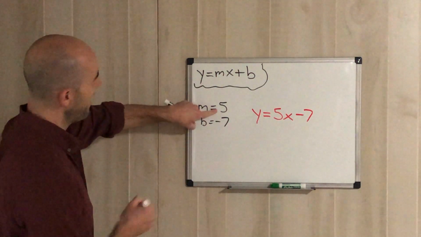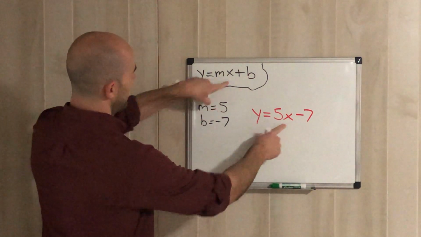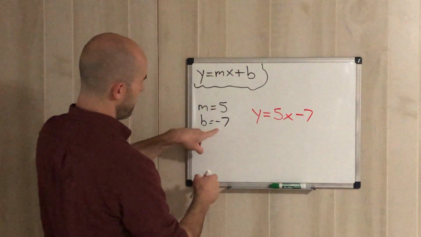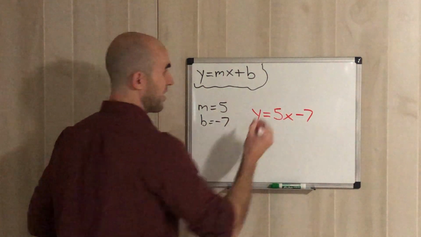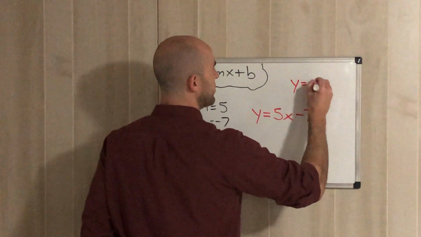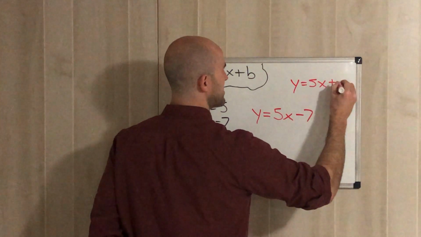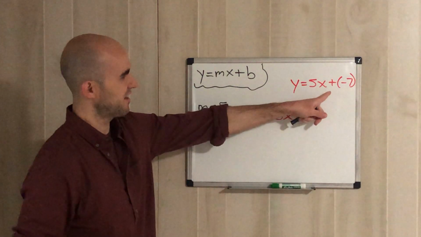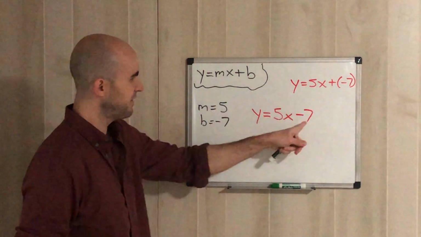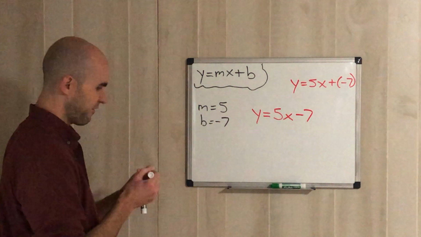We know that m is 5, so we wrote 5x. And then we have b. b in this case is -7, so we put -7. Some people may want to write y equals 5x plus -7, which you could. But it's not necessary, because again, whenever you have that negative, it just means it's negative, right?